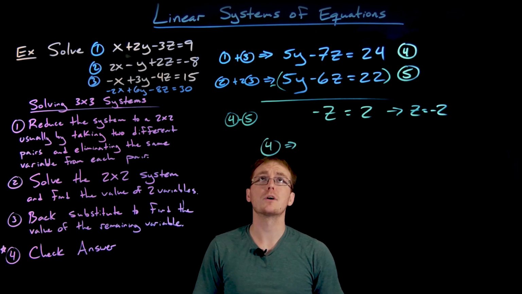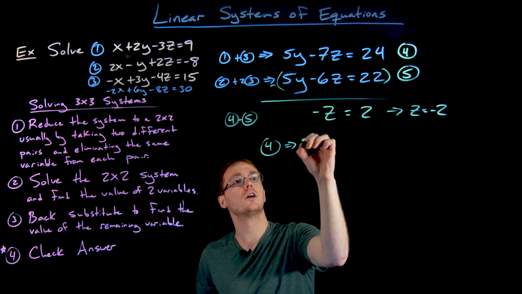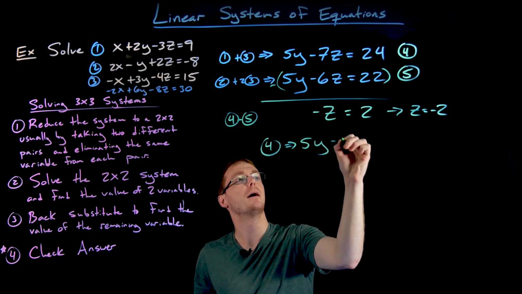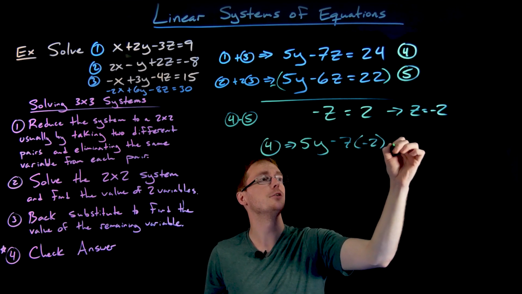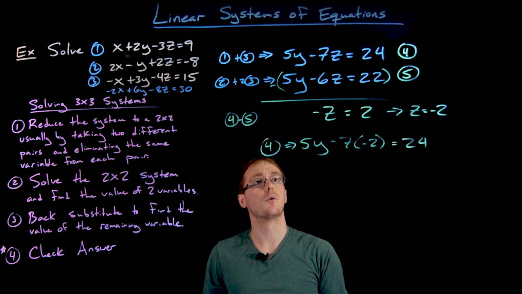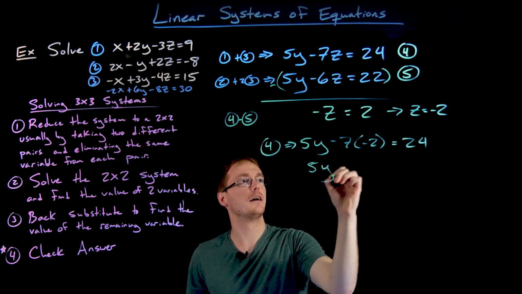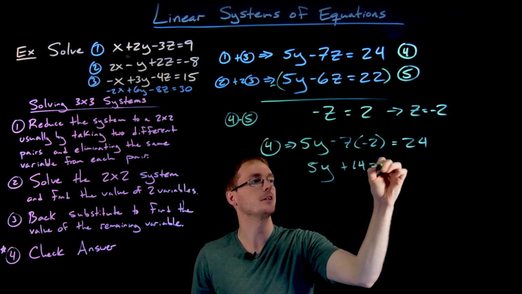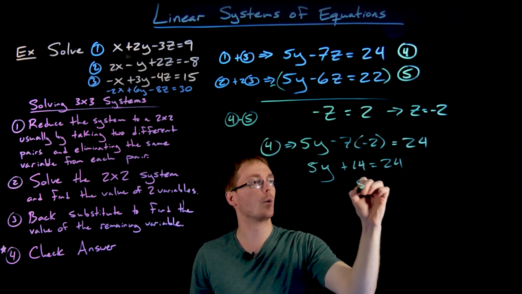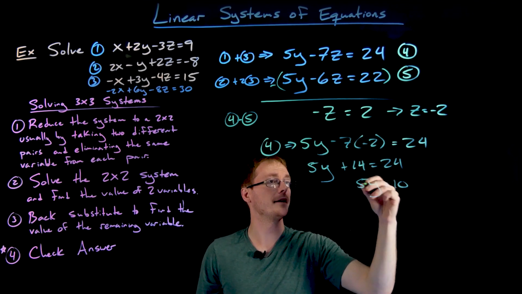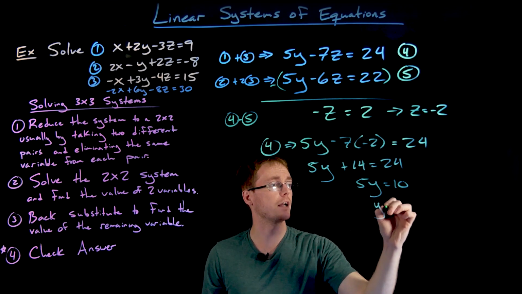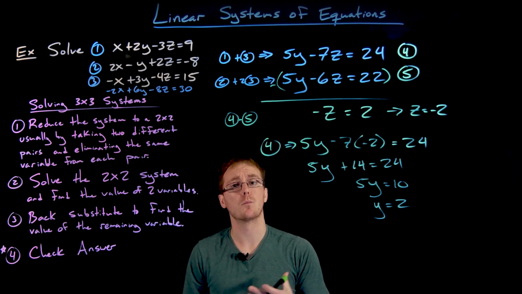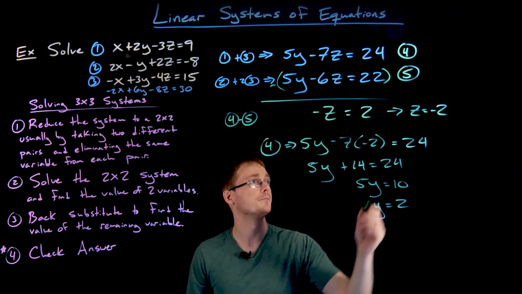So equation 4 tells us 5 times our unknown y value minus 7 times our now known z value of -2 has to give us 24. Well, this says 5y plus 14 is equal to 24, or 5y is equal to 10 after subtracting 14 from each side, and then dividing both sides by 5 yields that y must be equal to 2.